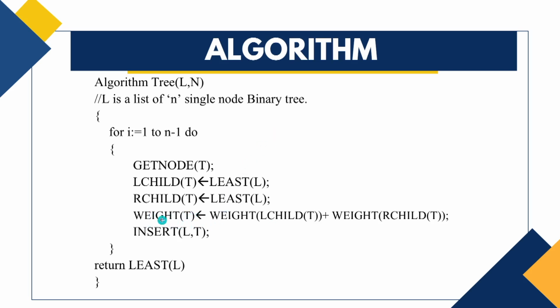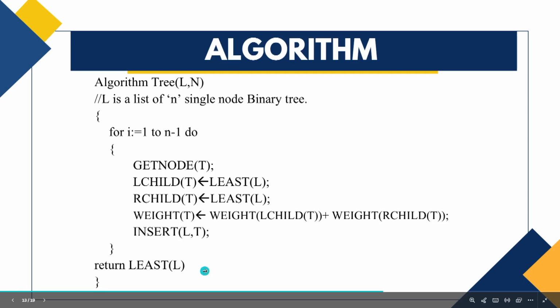And then what we do is we insert this new node onto the binary tree that we have. So that is insert(L, t). We will be repeating this process n number of times till we end up with one binary tree, and the root of that binary tree contains records from all the files that are to be merged.